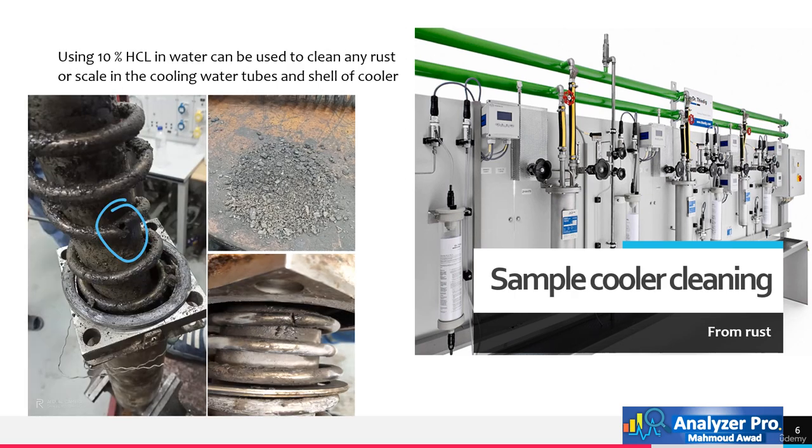If sample coolers are not cleaned periodically, rust from cooling water headers and pipes may accumulate in the cooler shell and cause reduction in the cooler's efficiency or may cause damage to the coils of the sample cooler. Sometimes rust is solid and sticks to the cooler coils, making it very difficult to remove the coil from the shell. To solve this problem, from experience we can use 10% HCl and water to clean any rust or scale in the cooling water tubes and the cooler shell.